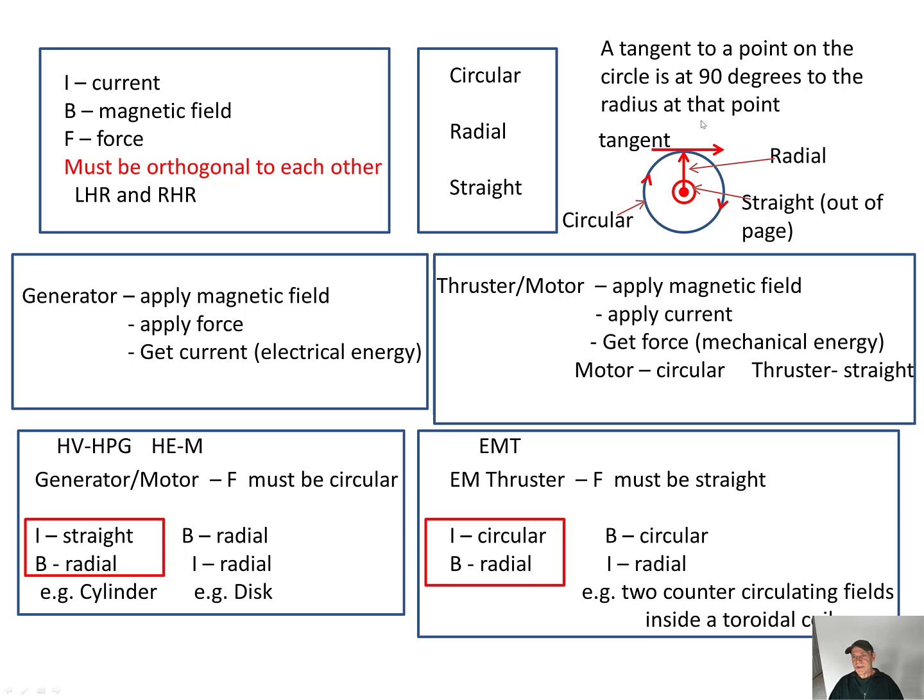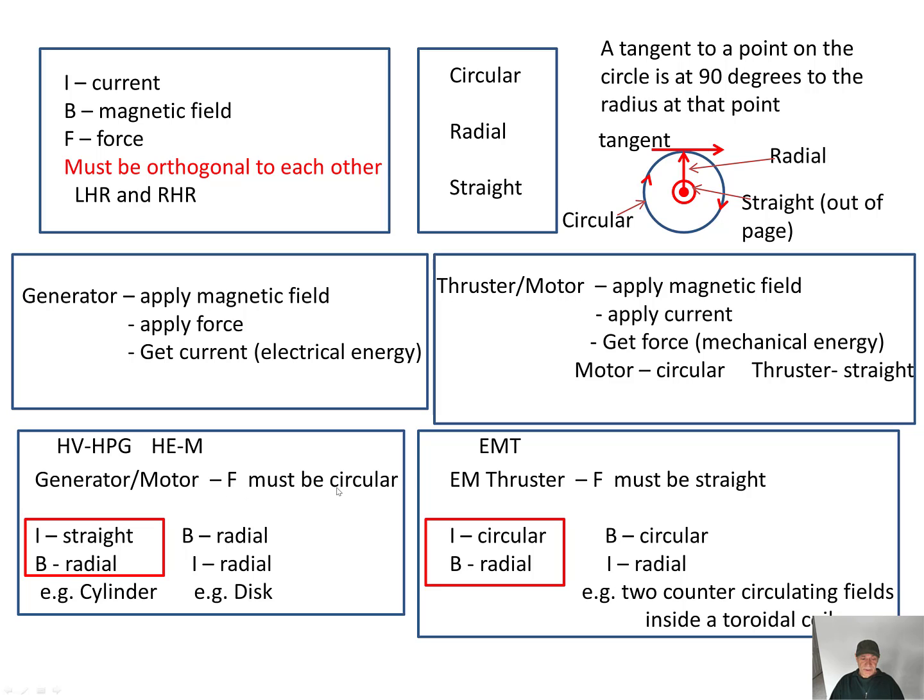So for a generator, you apply a magnetic field, you apply force, and you get current, electrical energy. For thrust and motor, you apply a magnetic field, you apply current, you get force, you get mechanical energy. For the motor, the force is circular, and for thrust, the force is straight. For a generator, F must be circular. For both generator or motor, the force is circular.